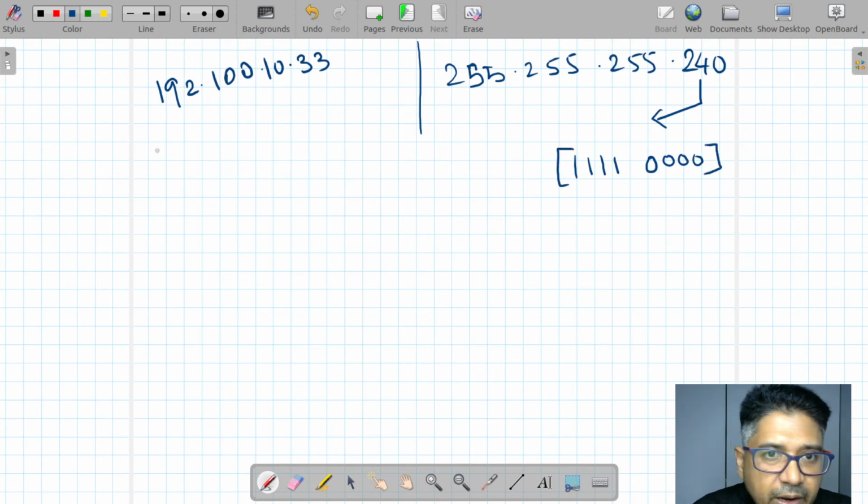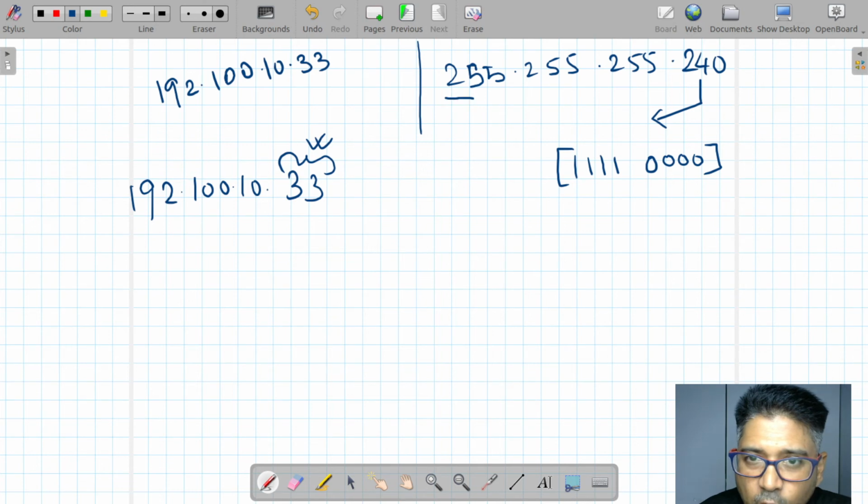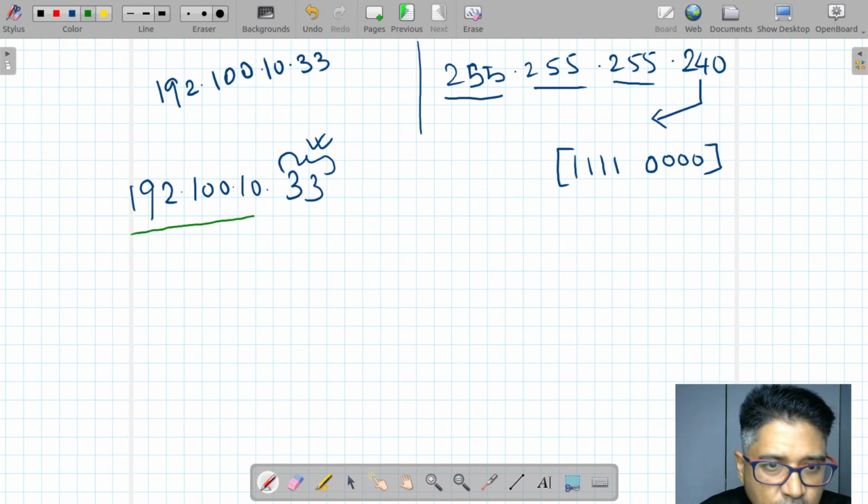Now come to this. You have to break your interesting octet. What is the interesting octet over here? The 33, the last octet, is the interesting octet, because all three octets before it are all ones, so no need to take care of those. We are interested in the last octet.